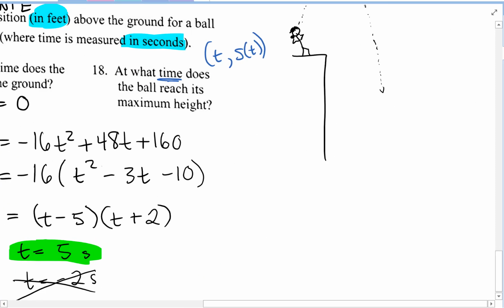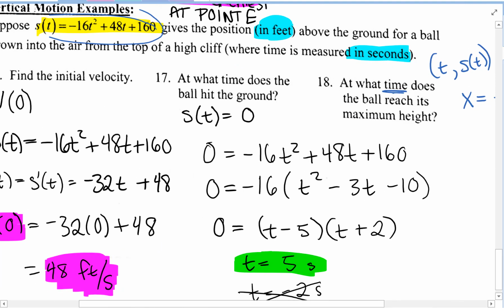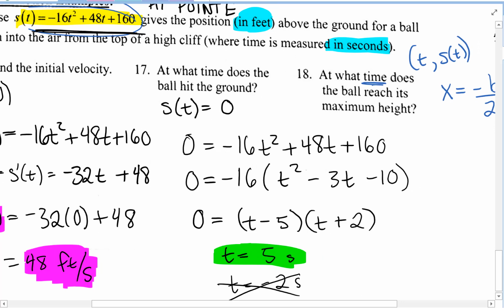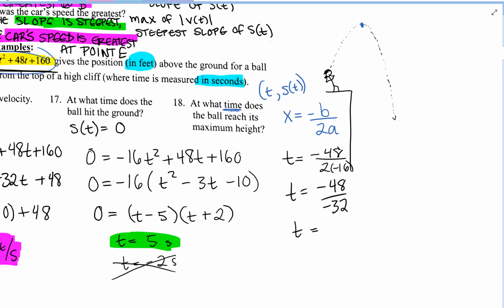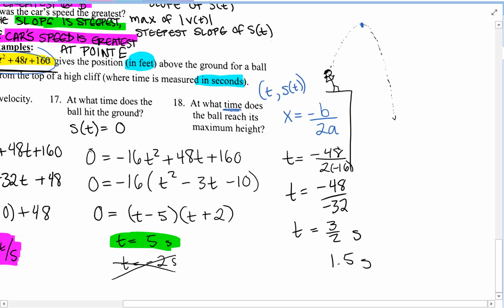The x value of the vertex of a parabola is negative b over 2a. That's when we're in standard form, and that's what position function is usually given in. Negative b over 2a is what I'm looking for. And our variable is t, so t equals negative 48 over 2 times negative 16, which does reduce to 3 halves. And that is a time. So after 3/2 seconds, or you could say after 1.5 seconds, that is when we do end up reaching that maximum height.